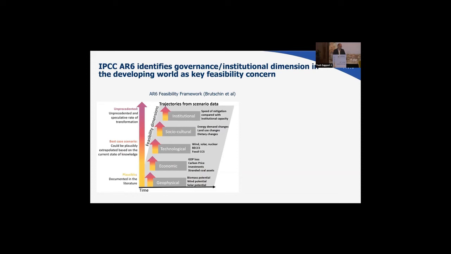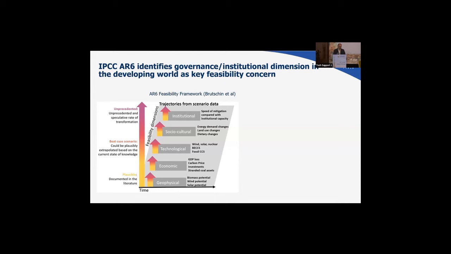And if you look into the AR6, we have made already a first step into the direction of trying to assess in a more systematic way what is feasibility. And there are many different dimensions of feasibility, from geophysical, economic dimensions, technological, sociocultural, but also soft factors like institutional and governance changes. And our models reflect some better and others worse.